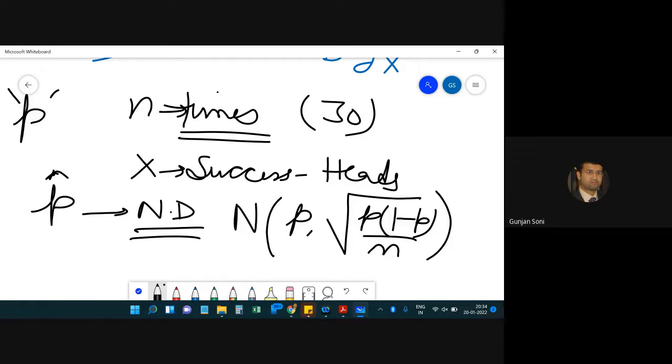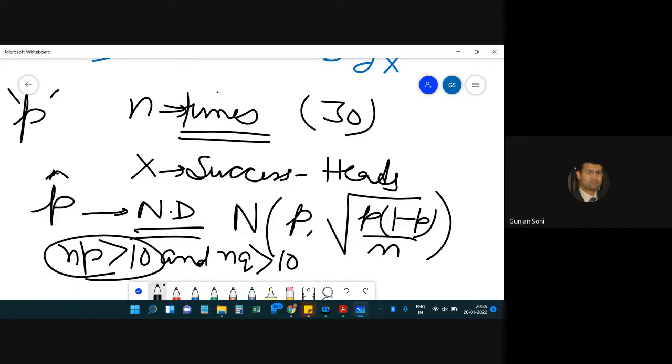So there we will use this concept. In this case, n into p should be greater than 10, and n into q, that is n into 1 minus p, should also be greater than 10. So if n into p is greater than 10, we say the sample is large enough. So this is the guideline for Bernoulli trials.